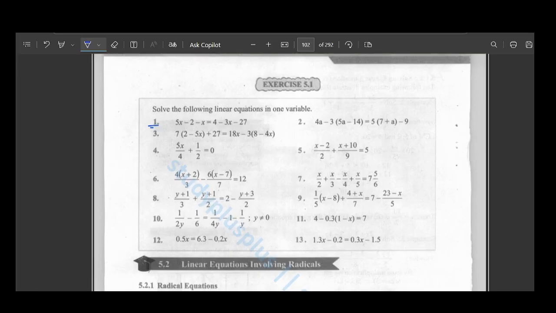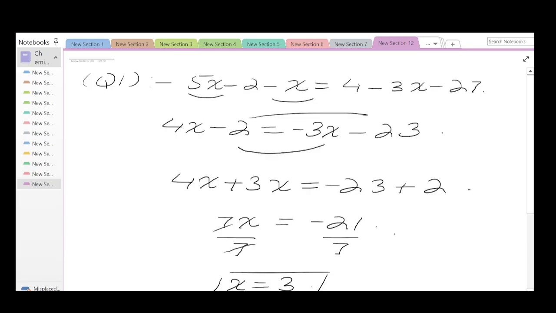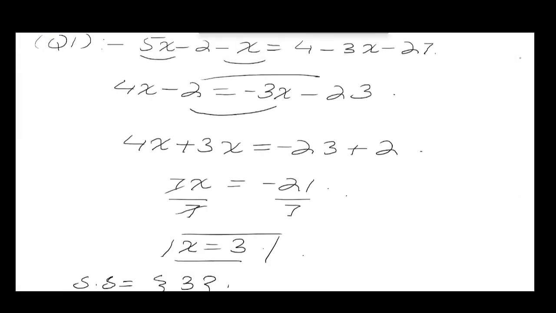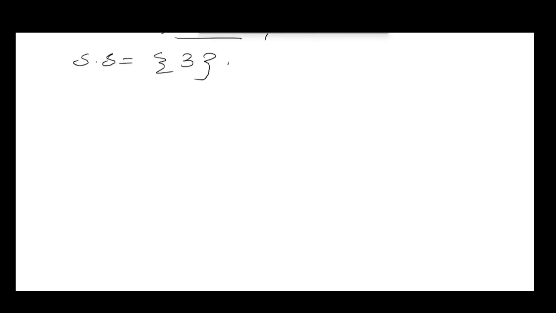Now let's move on to question number 2. Here we have 4a minus 3 bracket 5a minus 14, which is equal to 5 bracket 7 plus a minus 9. In order to solve this, first we will multiply the given terms. So first let's write the expression that we are given.